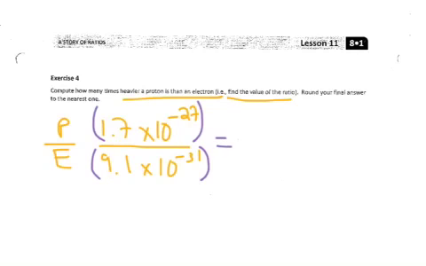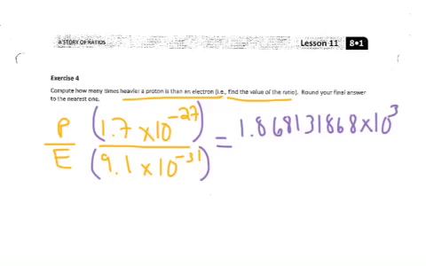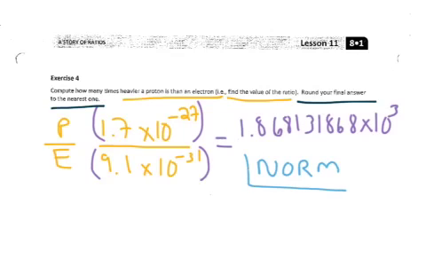When you do that in your calculator, you would roughly get 1.868131868 times 10 to the third power. However, this question says round your final answer to the nearest one. So that is making you change it back to your normal mode. So make sure you go to the mode and hit norm. You could also clear out your memory, and that will always resort you back to the normal mode as well.